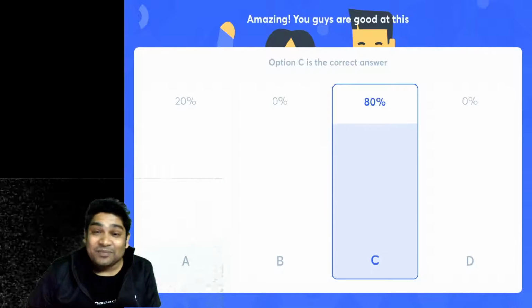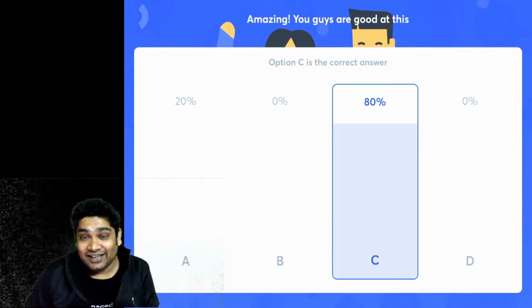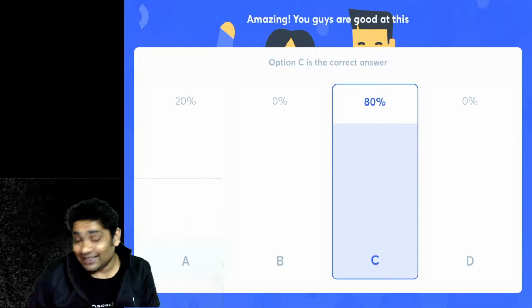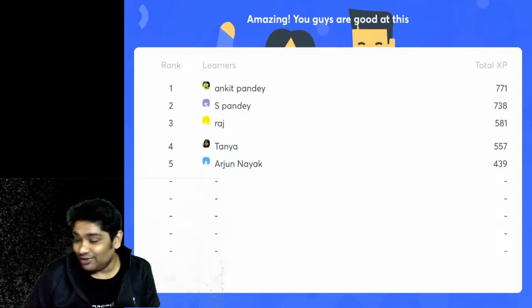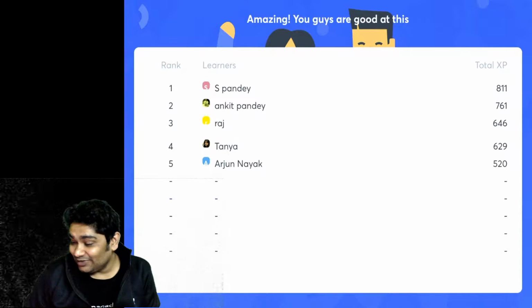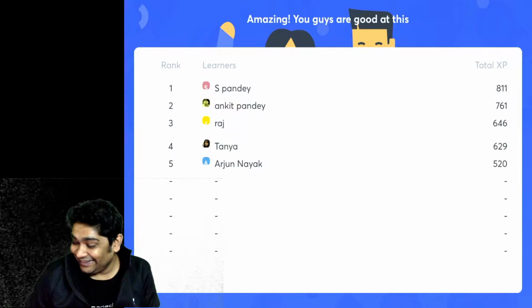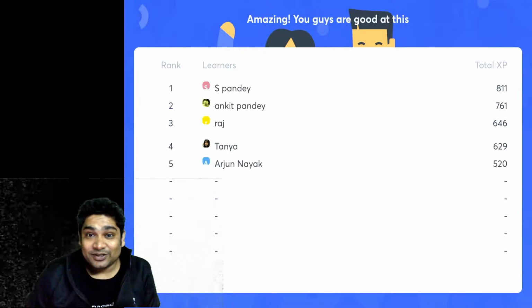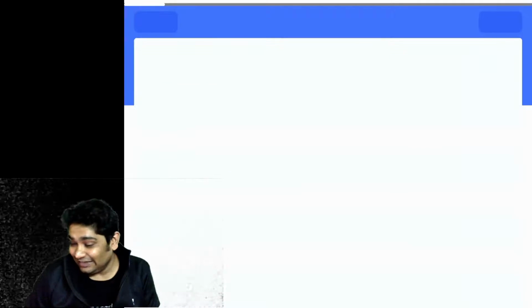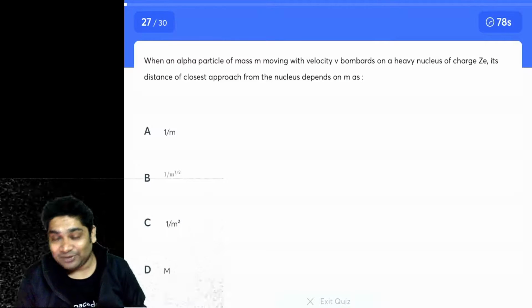Okay, let's see how you guys did. So 80% of you got this correct. Very well done. C is the correct answer. 20% of you got this wrong. So S. Pandey has taken the lead back from Ankit. And Arjun is also climbing up the ladder. Not really, but closing the gap definitely.